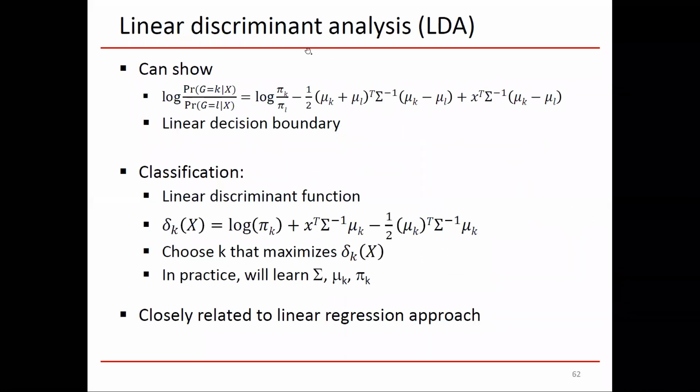So LDA, or linear discriminant analysis, we can show that the log of the probability of being in class K conditioned on the data X divided by the probability of class L given the data X is, first, the log of pi k divided by pi L. That's a constant. And then we're taking the log of the exponent terms. What's inside turns out to be minus half of mu k plus mu L transpose times sigma inverse times mu k minus mu L. And note that this is independent of x. Or in other words, it's a constant.